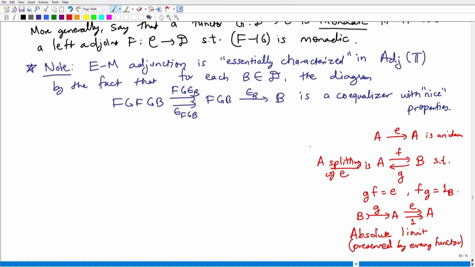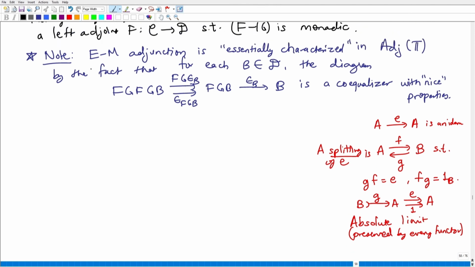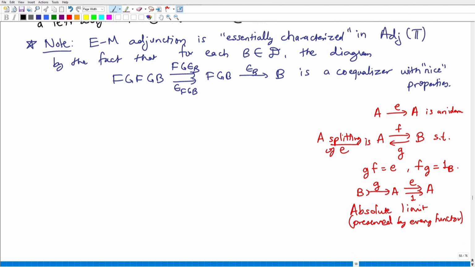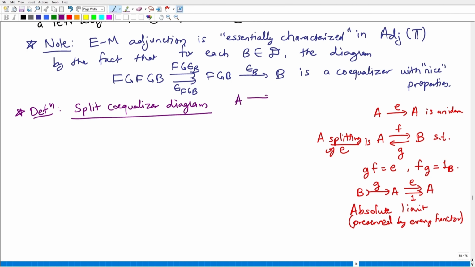Okay. Now, keeping this thing aside, we can come back to this particular co-equalizer. I said it had nice properties, so let's look at those nice properties. I'm going to give you a definition. So this is a split co-equalizer diagram. That's the definition.